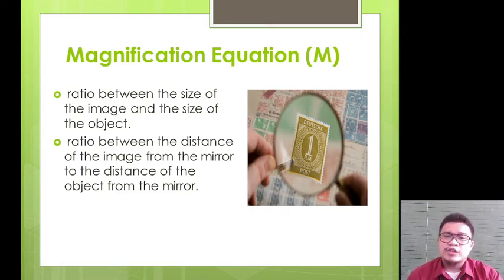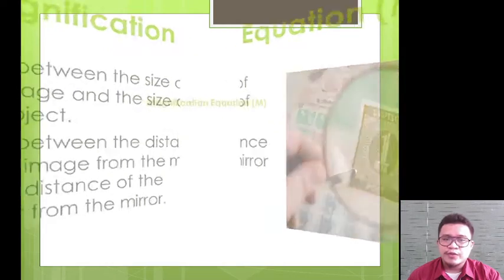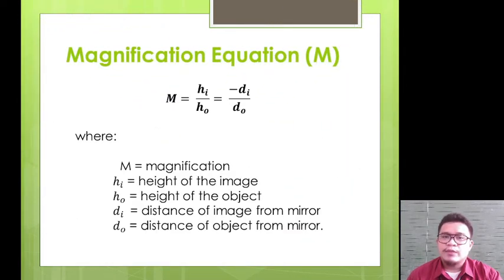So, in equations, we can describe this magnification as follows. M is equal to h sub i over h sub o. It is also equivalent to negative d sub i over d sub o. Now, to describe these variables, M here stands for magnification. Take note that the magnification has no unit, because it is a ratio. H sub i is the height of the image. H sub o is the height of the object. D sub i is the distance of the image from the mirror, while d sub o is the distance of the object from the mirror.